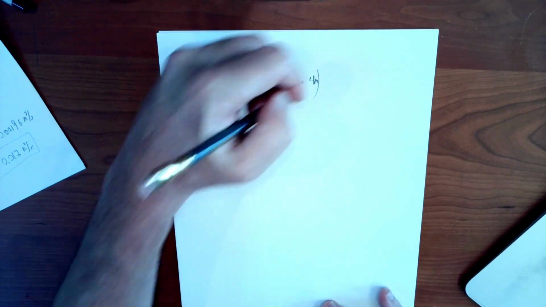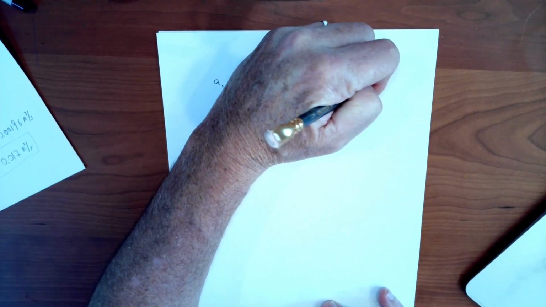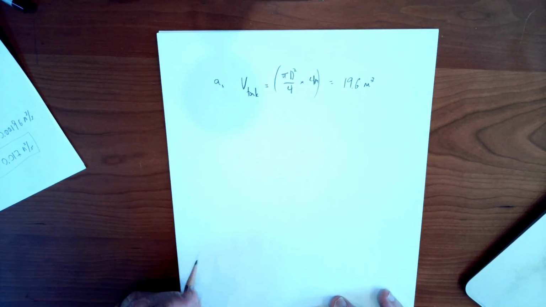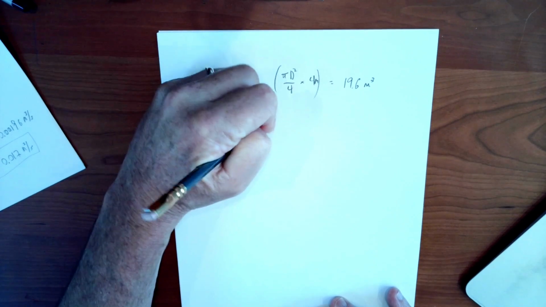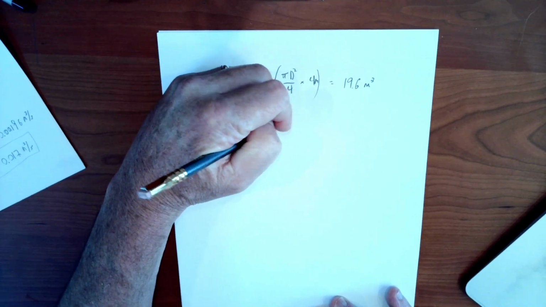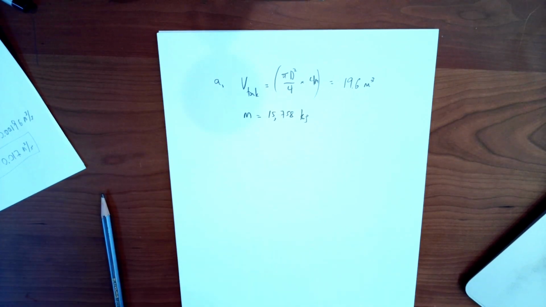So when we plug all of that in, we get that the volume is equal to 19.6 meters cubed for that cylindrical tank, and then we can multiply that by density, and we get that the kerosene mass is 15,758 kilograms. So quite heavy. 19 cubic meters of kerosene is a lot. And so there you go.